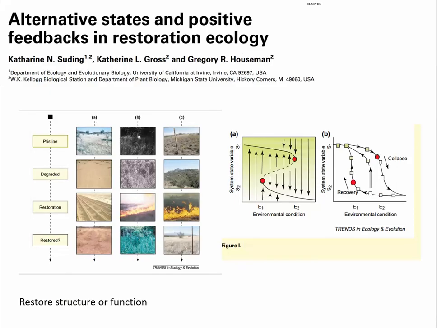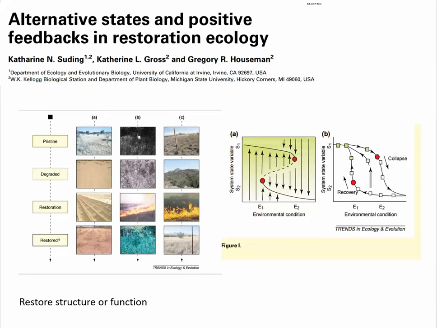They made a couple of points that I think are important to capture. If you look at the graph on the photo montage on the left (pristine, degraded, restoration, restored), you note that in columns A, B, and C, you can be restoring either through restoring structure or through function, like using fire to restore a system. So they make the point that restoration actions can take either kind of form.